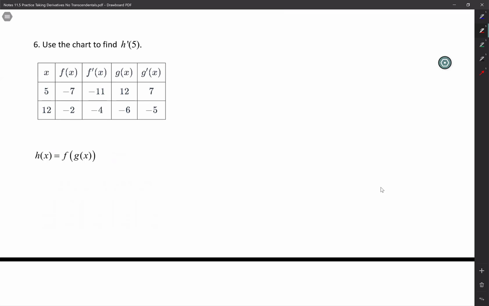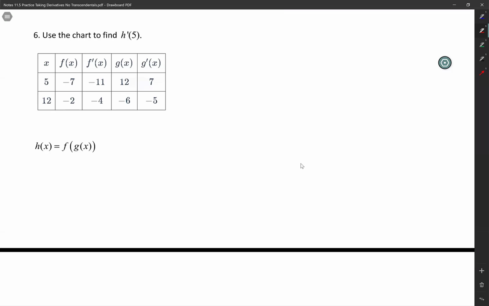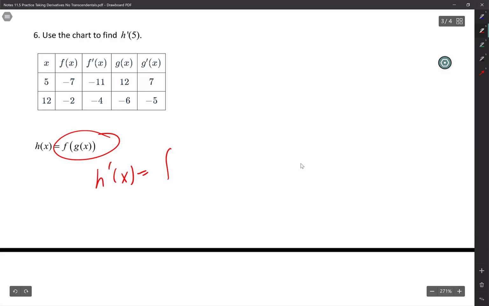All right, take a 2-minute head start. See if you guys can do this one. I don't think you'll need 2 minutes. Let's do a 1-minute head start on this one. So here we go. I need to find the derivative, h prime of x. What rule do I got to use for this? Chain rule. Derivative of the outside, leave the inside alone, times derivative of the inside.